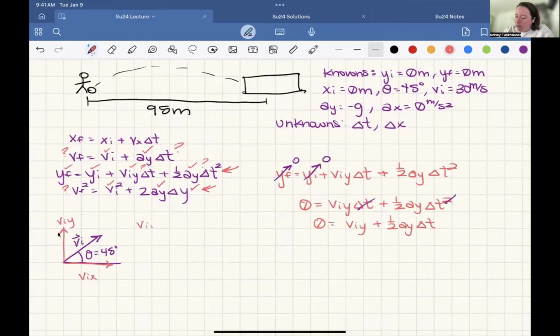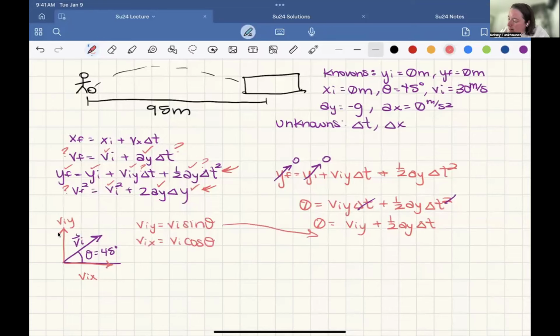So V initial Y is, actually, let's start with V initial X is the cosine. It is adjacent to the angle. So it's V initial cosine theta. And that tells us that Y is V initial sine theta. Okay, so now we can put that in here. But first we should probably just solve for the time interval before we make our equation more complicated.